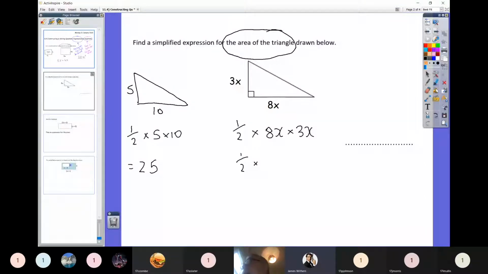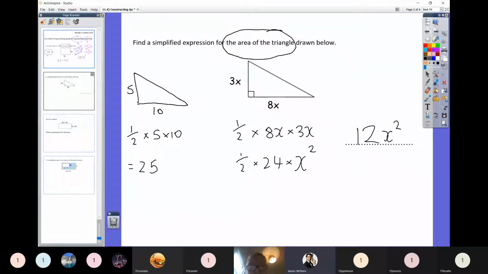Let's do 8x times 3x, or 8 times x times 3 times x. 8 times 3 is 24, and x times x is x squared. So it's half times 24 times x squared. What's half of 24? That is 12. So it's 12 times x squared, which is 12x squared.